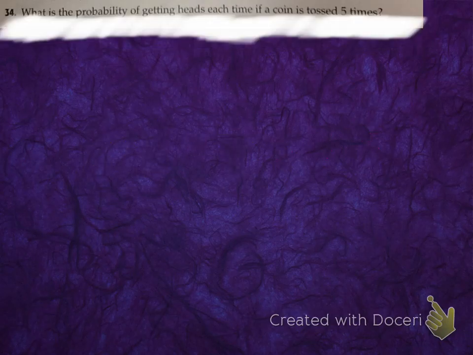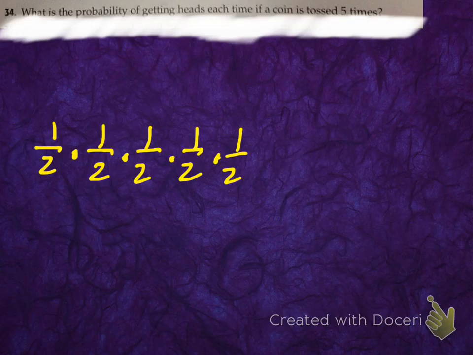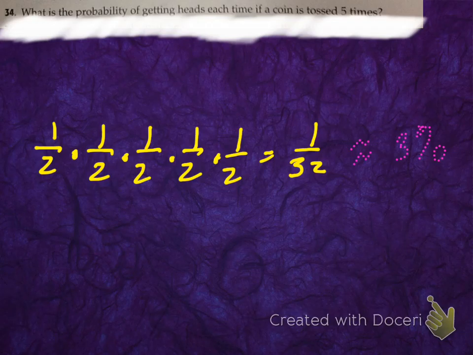Next, what is the probability of getting heads each time if a coin is tossed 5 times? 1/2 times itself 5 times, 1/2 to the 5th power, which is 1 over 32. So roughly 3% chance of that happening. So 3% of families with 5 kids have 5 straight girls, have 5 girls. Rare. Or boys.